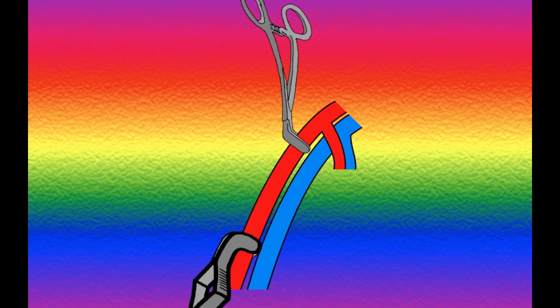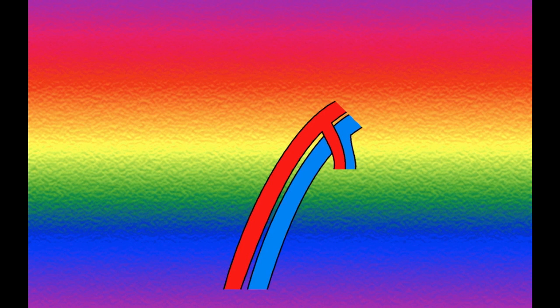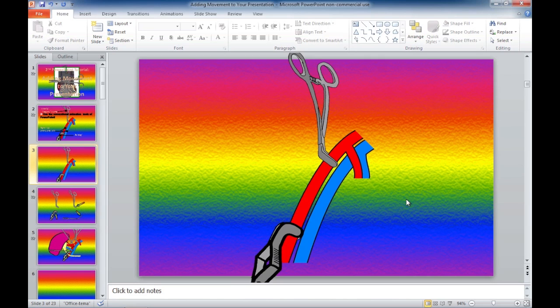Now, in order to move these clamps in and out of the illustration, I simply use the ordinary animation tools that come with the program. I've here imported these three items into the 2010 Windows version of PowerPoint.